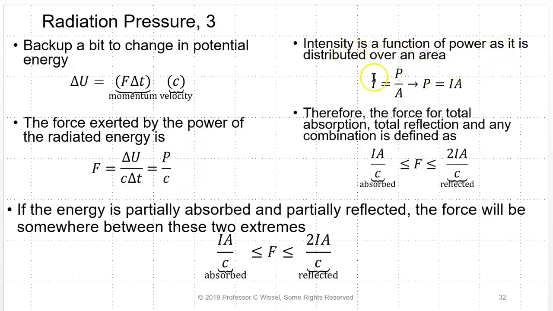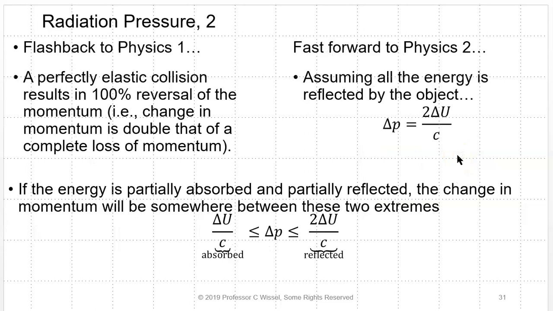So the intensity is a function of power as it's distributed over an area. So the intensity is power divided by area, or power equals I times area, where I is intensity and A is area. Combining these two terms together, we can find the force for total absorption or total reflection, and anything in between. Here's for absorbed, I over c. Here's for reflected. Note, just like the previous slide, it is 2 times what it was before.